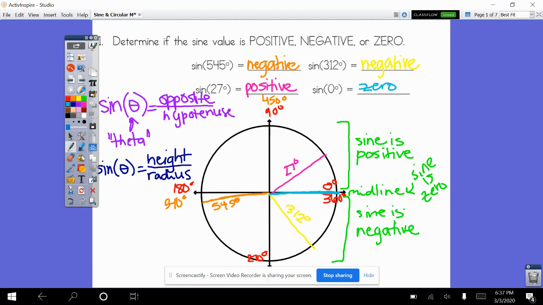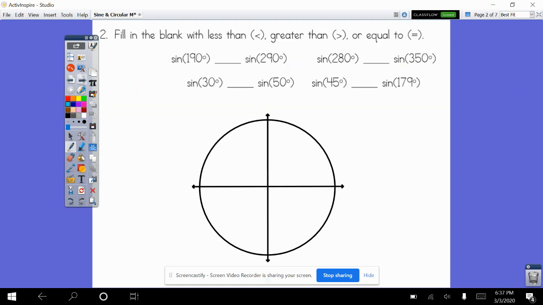So those aren't too bad. You really just have to plot the angles on the circle, see if they're above the midline, below the midline, or on the midline. That tells you whether sine is positive, negative, or 0. All right. Number 2, we need to fill in the blank with less than, greater than, or equal to sign based on the sine value of each angle.